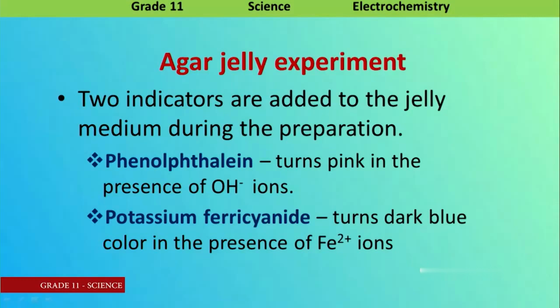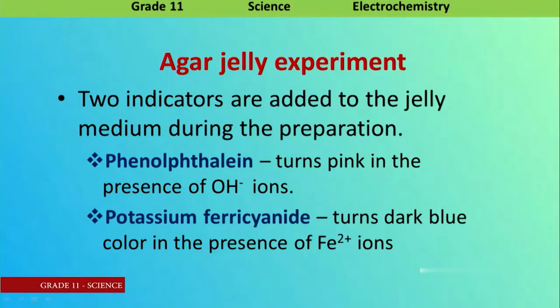we add two indicators to that. The two indicators are phenolphthalein and potassium ferricyanide. Phenolphthalein, as you know, turns pink in the presence of hydroxyl ions. Potassium ferricyanide turns dark blue in the presence of ferrous ions.